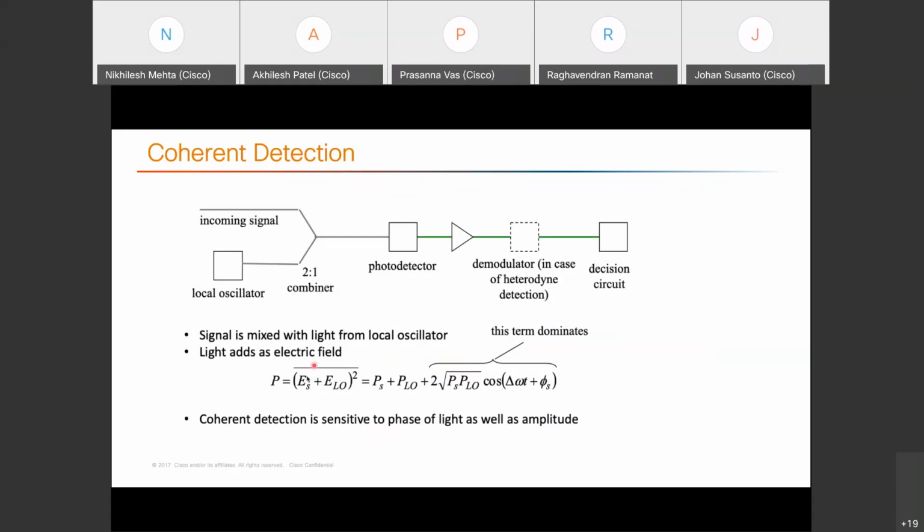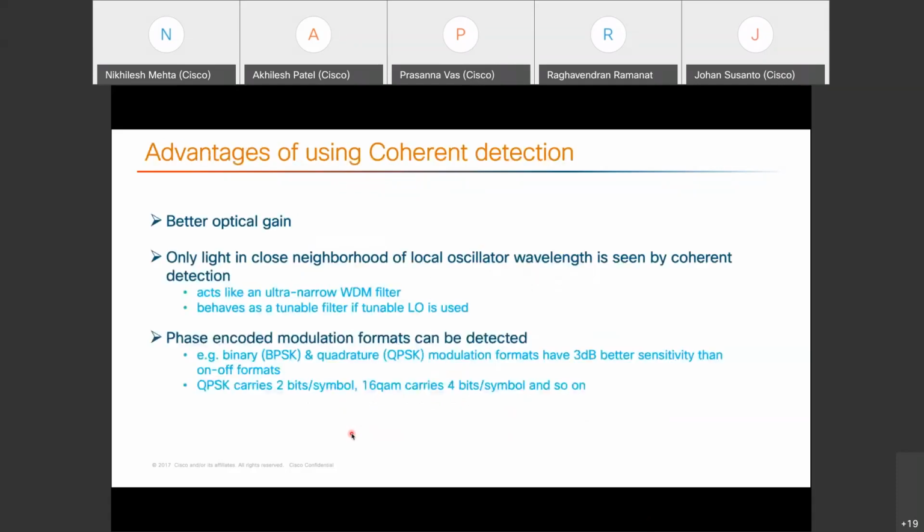If you see here, when you mix the signal field plus the local oscillator field, you get the signal plus local oscillator, plus there is another term which comes, which carries the amplitude plus the phase of the signal. That is also very important. So we can say that coherent detection is sensitive to the phase of the light as well as the amplitude of the light.